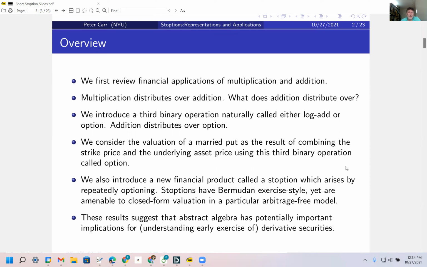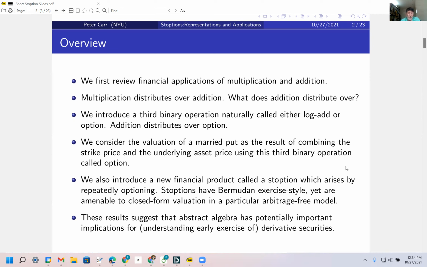We introduce a third binary operation. It's naturally called either log add or option. And I always thought it amusing that in multiplication, you see the same ending as in option. In addition, you see the same ending as in option. And even in binary operation, you have option embedded inside it. So ordinary addition does distribute over this binary operation I'm calling option.